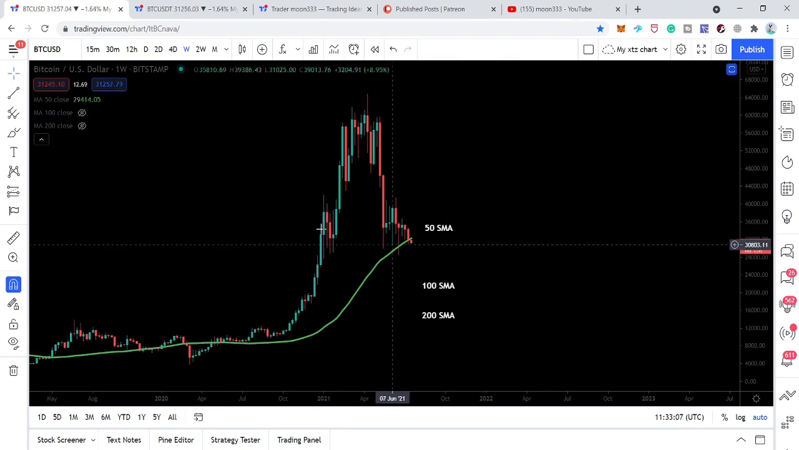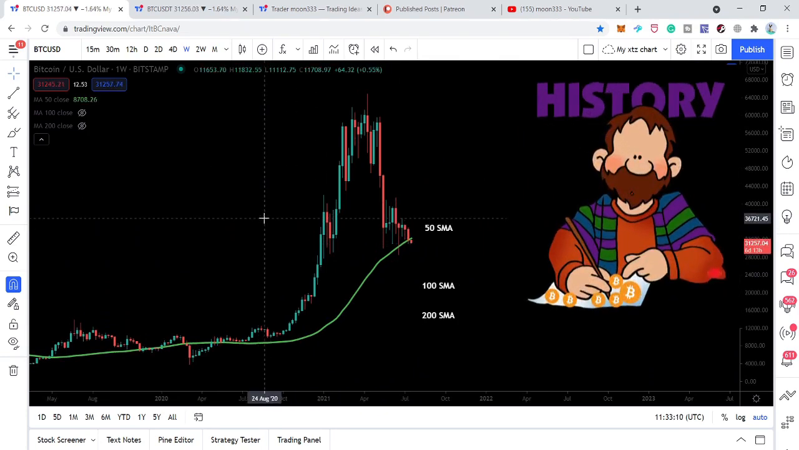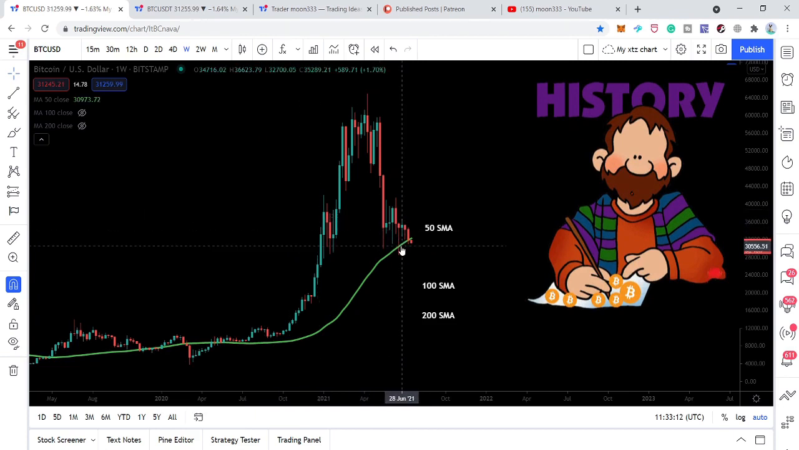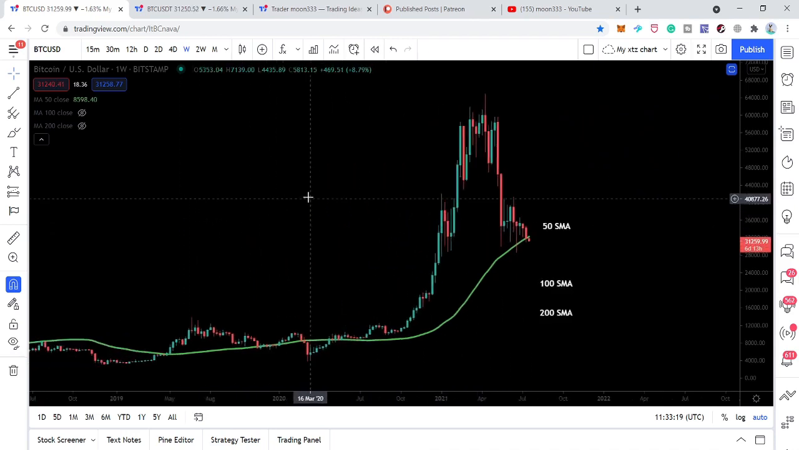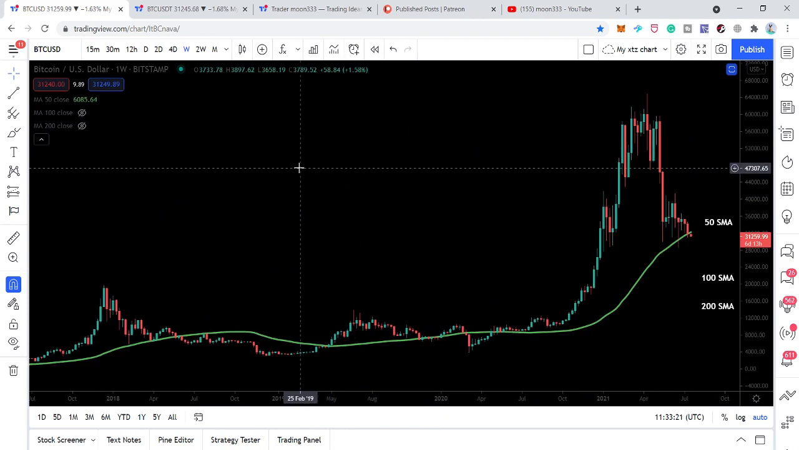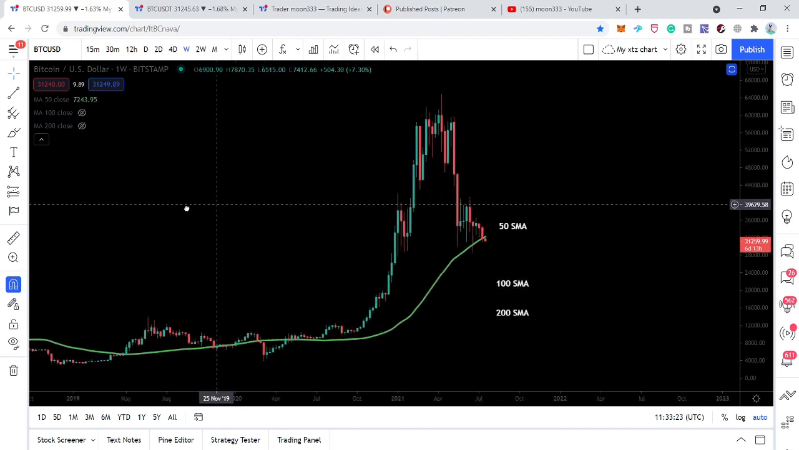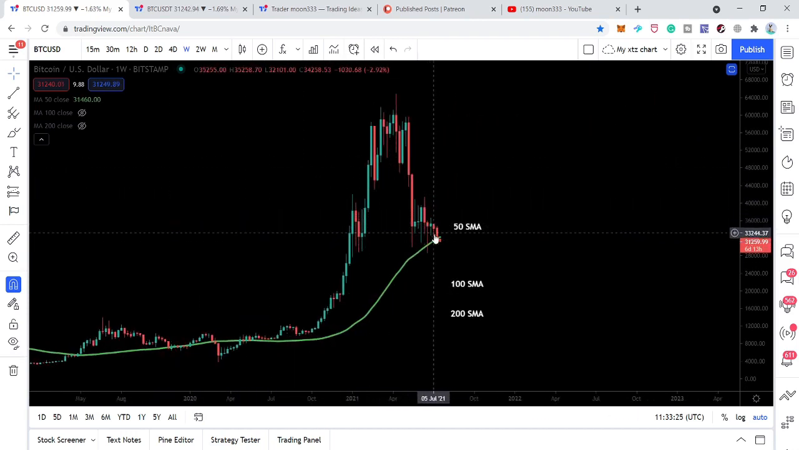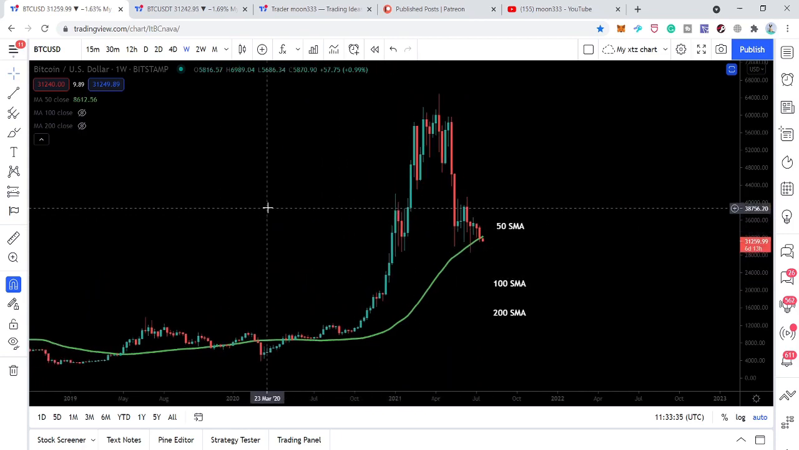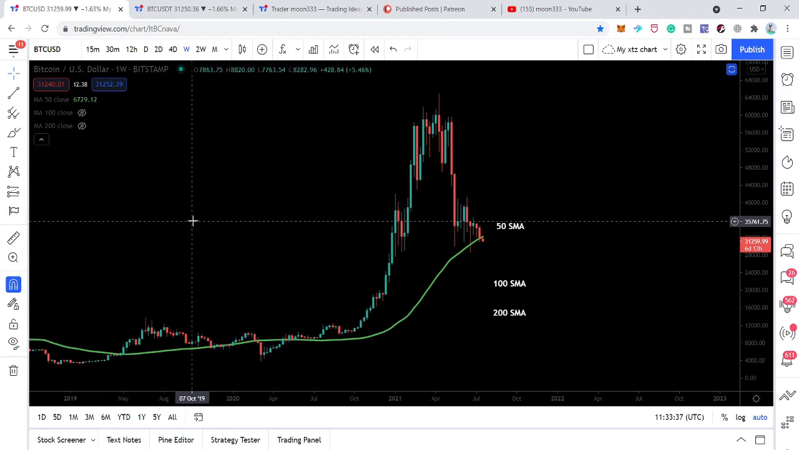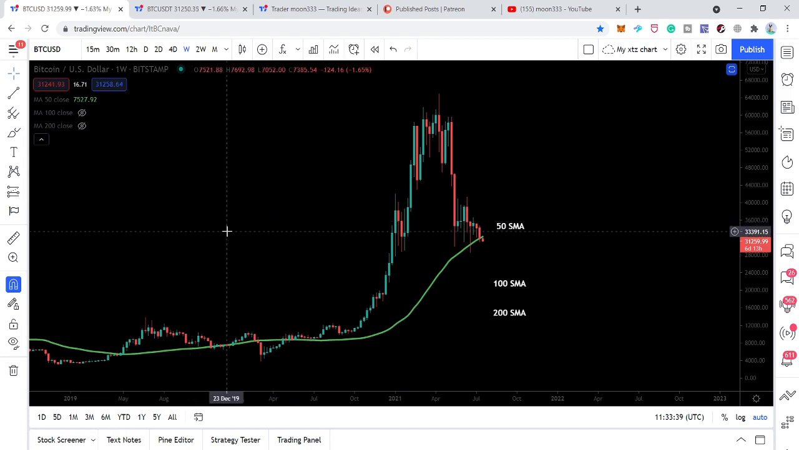However, it never happened in the history of the Bitcoin that after hitting the 50 simple moving average, it has not started a rally, at least a short rally towards the upside, like 50 to 100%. And I have been showing this in my so many previous videos. So this time it will be the first time in the history of the Bitcoin that after first hitting the 50 simple moving average on the weekly time frame, the price action moves more down and does not start the rally towards the upside.